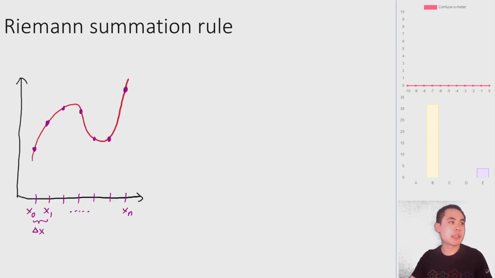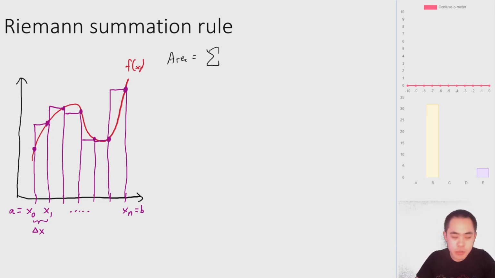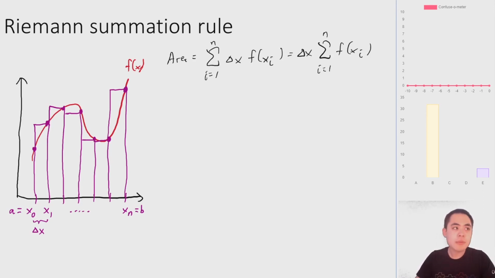So let's get started, talk a little bit about the Riemann summation rule. Where was I? We're going to break it up into a bunch of rectangles, right? And then, as we discussed last time, the area is equal to the sum over i equals 1 to n of delta x times f of xi, where each of our xi's are the different points along the x-axis that separate the rectangles. So that's equal to delta x times the sum of all these values from 1 to n of f of xi. And so one way you can see this is if you draw out a table of all these things.